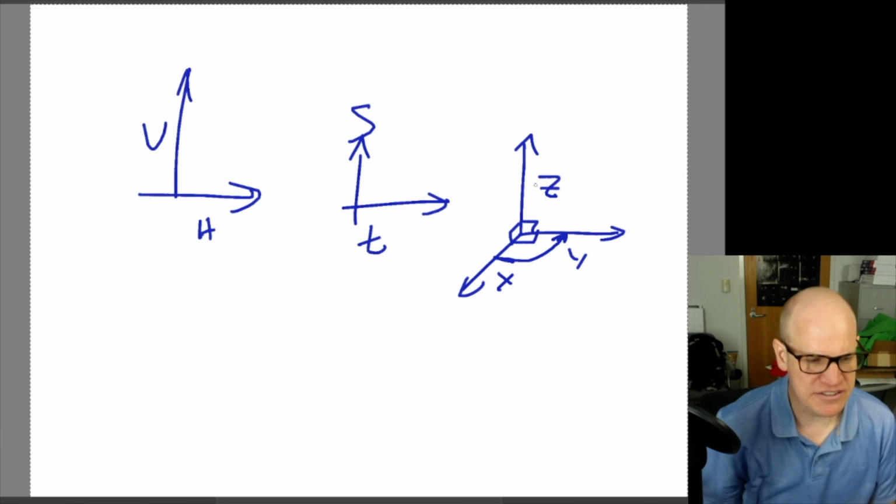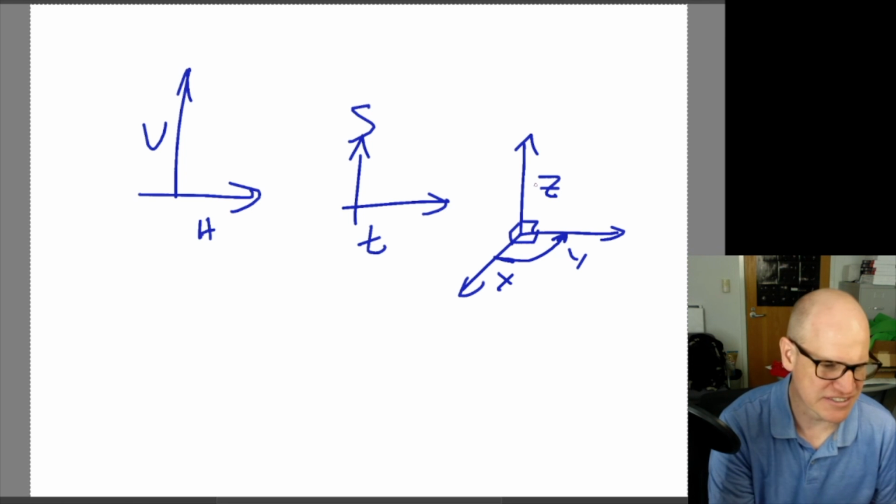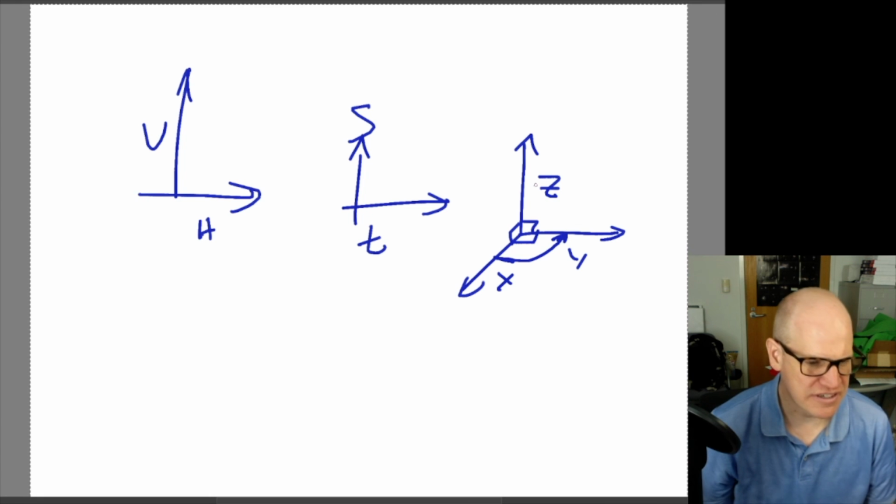The video 5D coordinates, 3 blue, 1 brown, has a number of things about how to visualize things in higher dimensions, but that's kind of how that works.